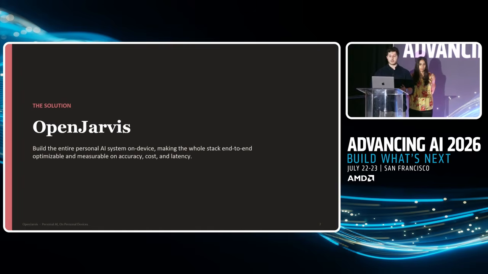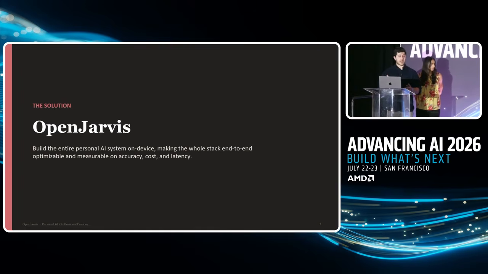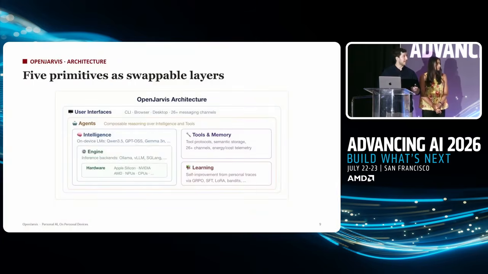OpenJarvis is composed of two main components: the spec, which is a typed configuration object decomposing the personal AI system into 5 editable primitives, and the LLM-guided spec search, which allows a local cloud search algorithm to jointly optimize 4 editable primitives. There are 5 main components within the OpenJarvis architecture.